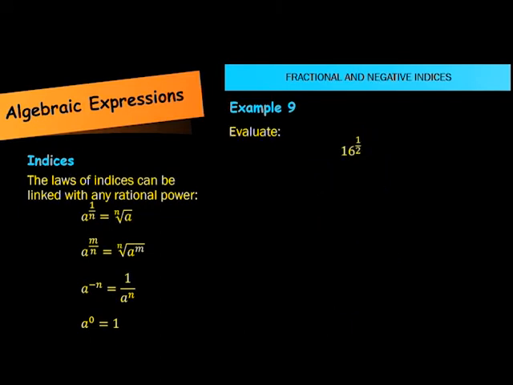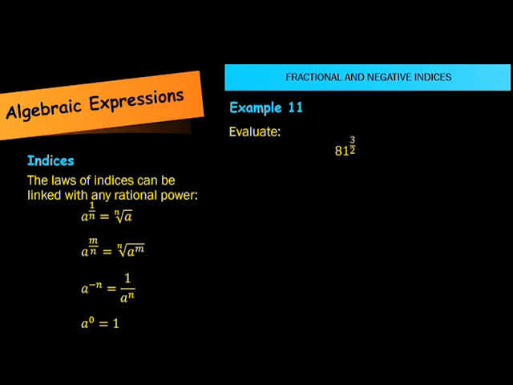Now for example 9, evaluate 16 to the power 1/2. We can rewrite this as the square root of 16, which equals plus or minus 4. Now evaluate 125 raised to the power 1/3. This is the cube root of 125, which equals 5.